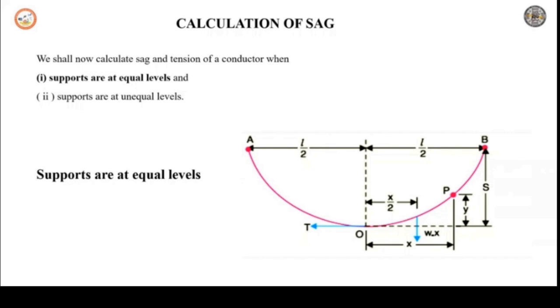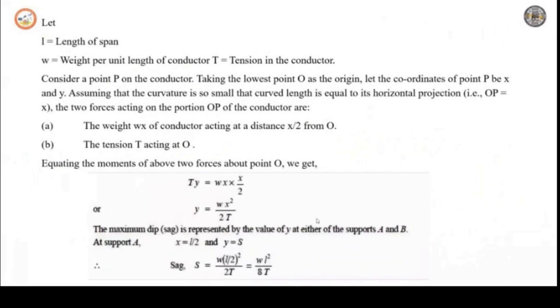Now there are two external forces acting on the portion OP of the conductor. One is the tension T. The other one is the weight W into x, which acts at a distance of x by 2 from point O or P. The tension T acts in a horizontal direction at point O. Taking the moments of these two forces about point P and equating them, we get y is equal to Wx square by 2T.